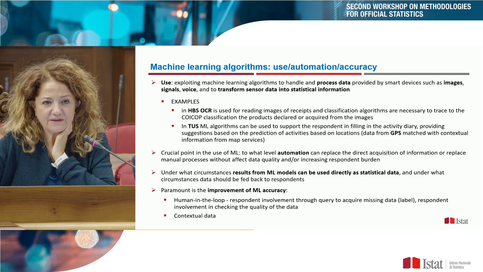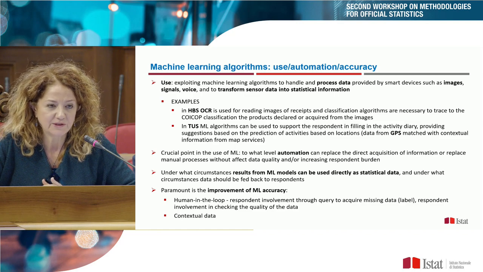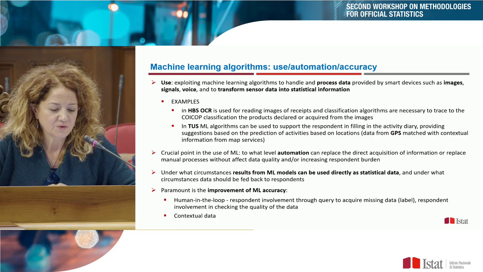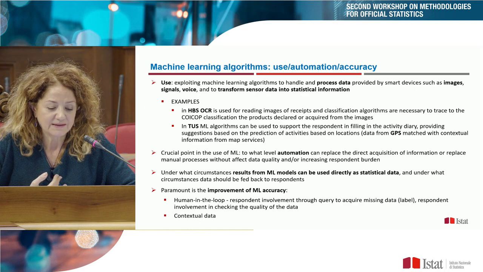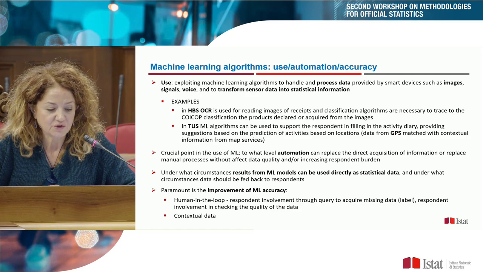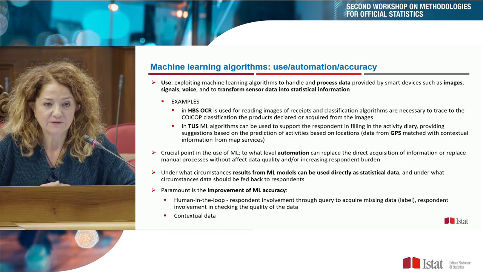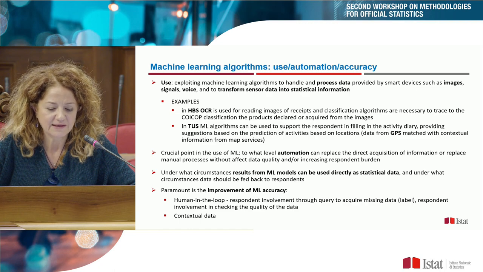In this context of a smart survey, a crucial point is the level of automation, because maybe it's too easy to think that everything can be automated. But on the contrary, there is an issue about the level of automation and whether automation can replace the direct acquisition of information or replace manual processes without affecting the quality. In fact, it is also important to understand under what circumstances the results from machine learning can be used directly as statistical data, and when data should be fed back to the respondent to increase accuracy.